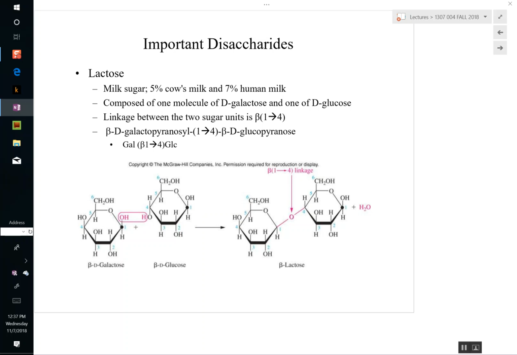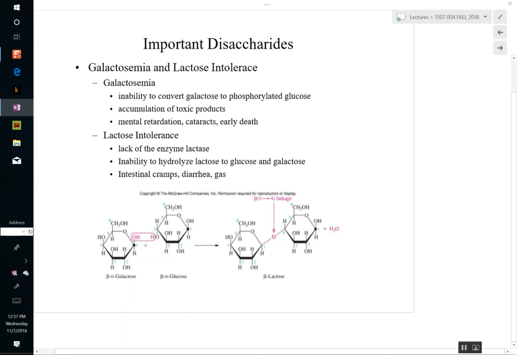Lactose in milk, cow's milk, human milk. You've got lactose, glucose and galactose. All right, and now this is a 1,4 link, a beta 1,4 linkage. So you got beta galactose, beta glucose, and that's lactose. And lactose brings to mind 2 diseases.